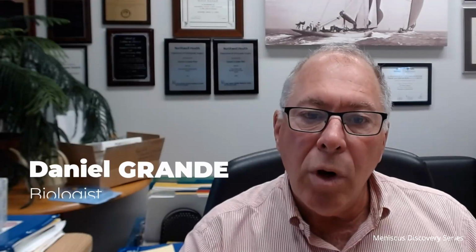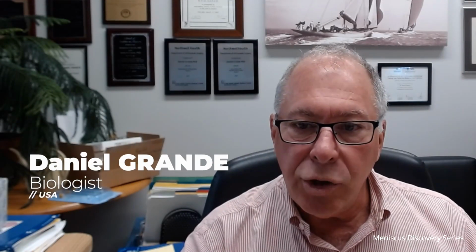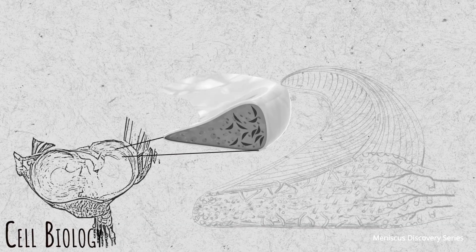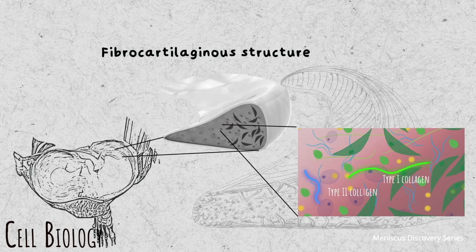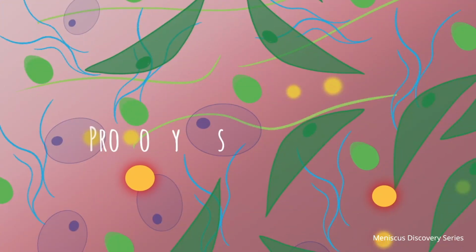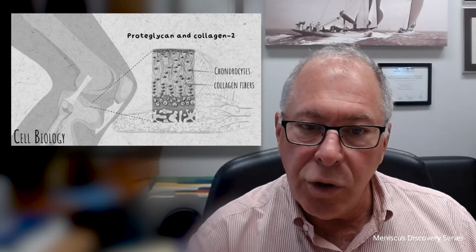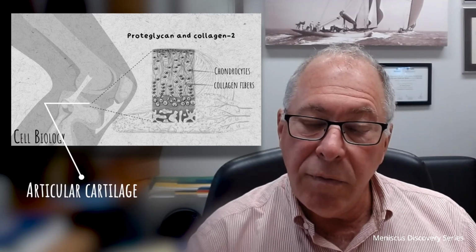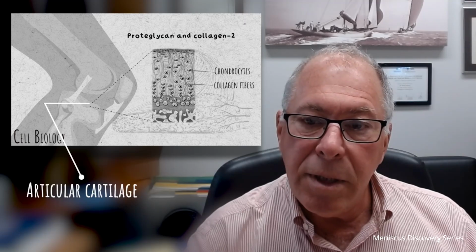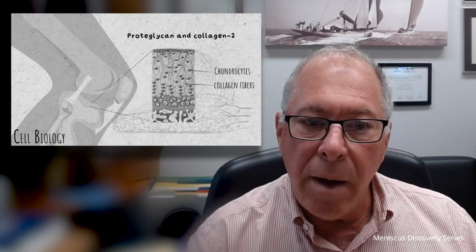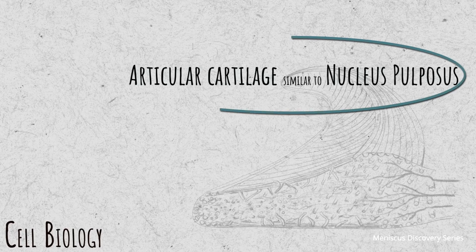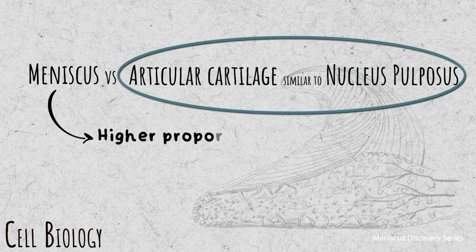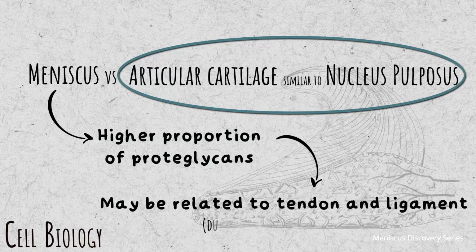The meniscus may be described as a fibrocartilaginous structure, a mixture of collagen 1 and 2 interspersed with proteoglycans. In comparison, articular cartilage is a proteoglycan and collagen 2 rich structure with depth-dependent changes from the superficial to the deep layers of cartilage. The nucleus pulposus is similar to articular cartilage with a predominantly collagen 2 and proteoglycan rich structure, although it has been found to have a higher proportion of proteoglycans compared to articular cartilage, enabling it to resist both compressive and torsional loading during spinal motion.